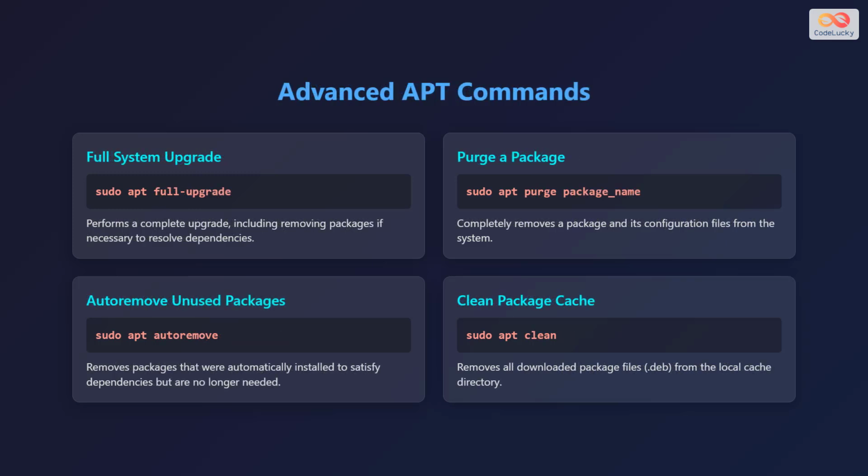Let's explore some advanced APT commands. Sudo apt full-upgrade performs a complete upgrade, including removing packages if necessary to resolve dependencies. Sudo apt purge package_name completely removes a package and its configuration files from the system. Sudo apt autoremove removes packages that were automatically installed to satisfy dependencies but are no longer needed. Sudo apt clean removes all downloaded package files, that is, .deb, from the local cache directory.